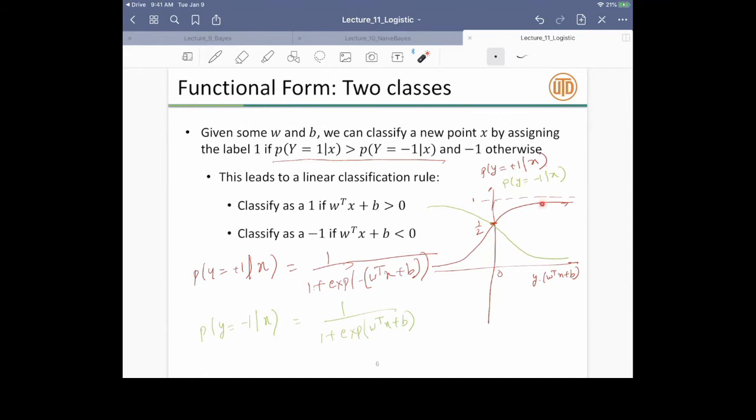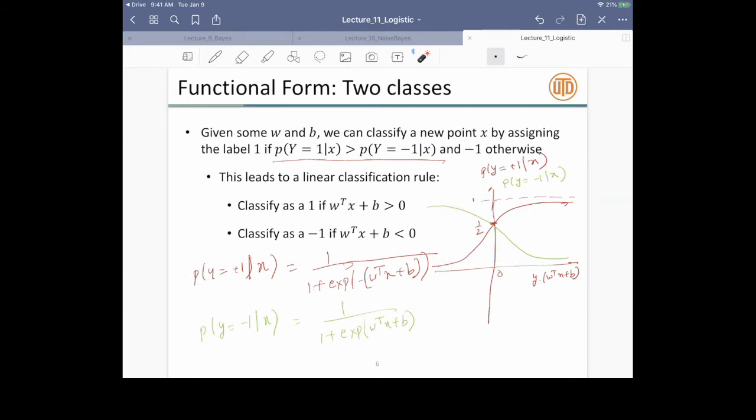So you can see that in this part, the probability of y equal to plus 1 given x is larger than the probability of y equal to minus 1 given x. That's why this is the positive portion. Similarly, in this part, the green curve is higher than the red curve, and that's why the probability of y equal to minus 1 given x is larger than the probability of y equal to plus 1 given x. So this portion comprises the negatives and this portion comprises the positives.